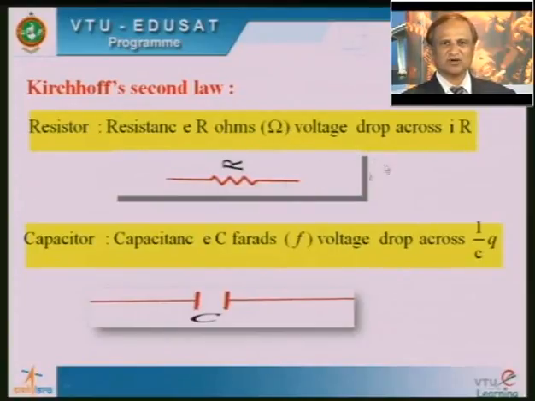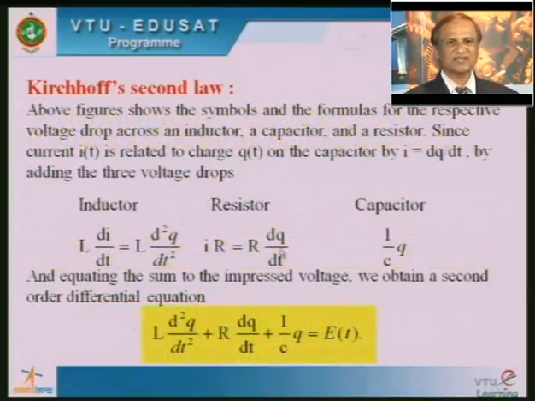So this is the symbol and this is the formula. That's clear. Exactly in the similar way, capacitor, capacitance C, right. How we are going to denote it by using the notation farad or F. Voltage drops across 1 by C into Q, right. This is the formula, this is the symbolic notation. This is clear. So now we want to add all the terms.